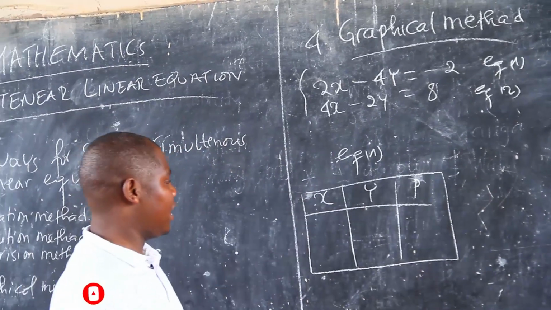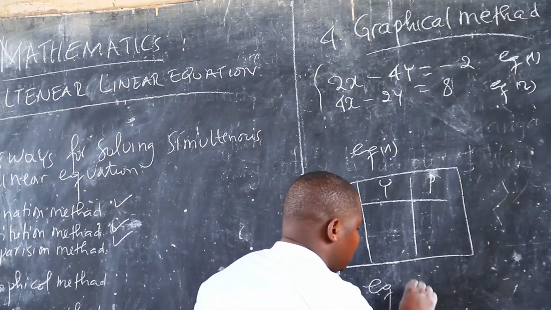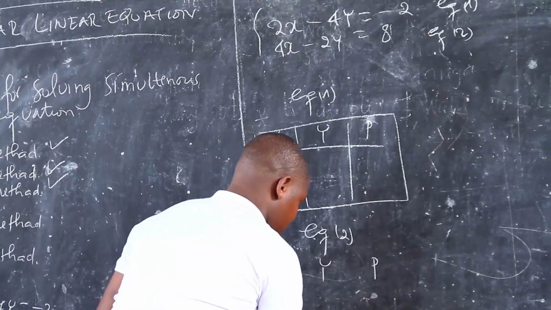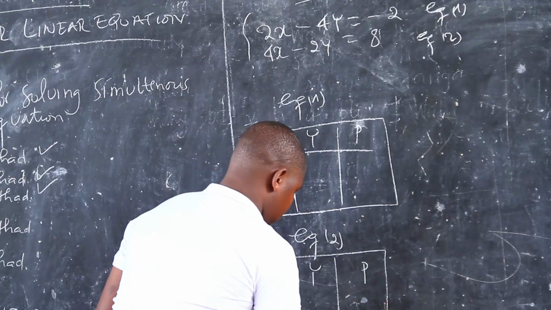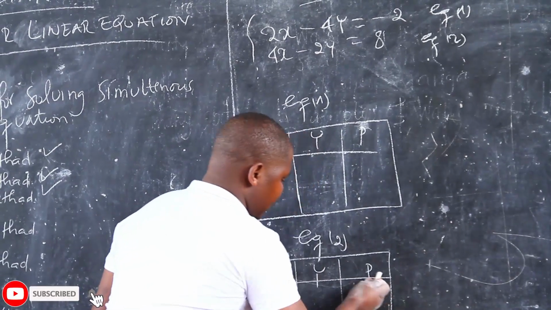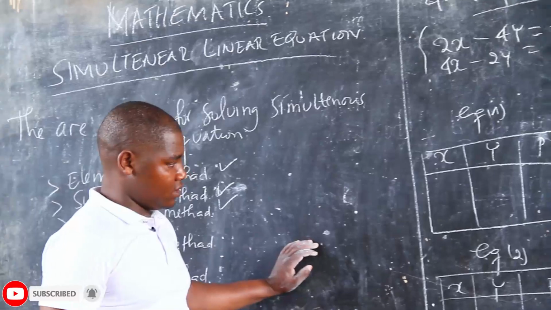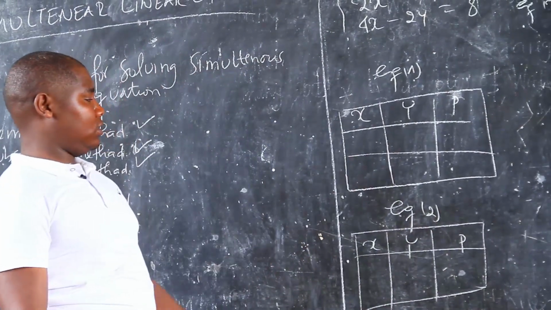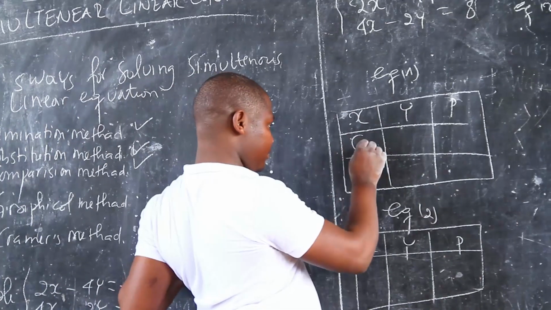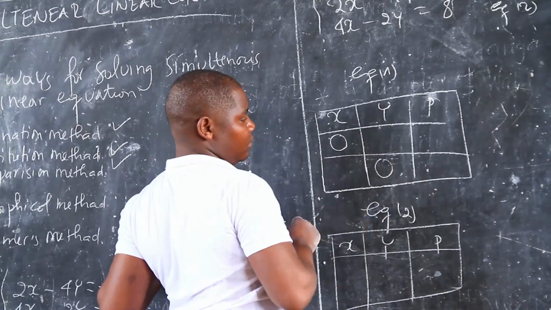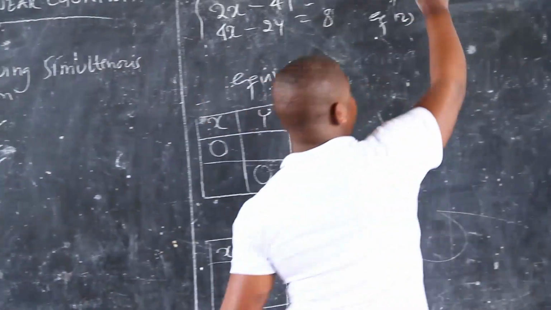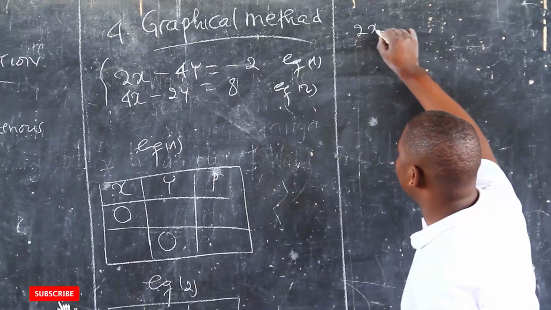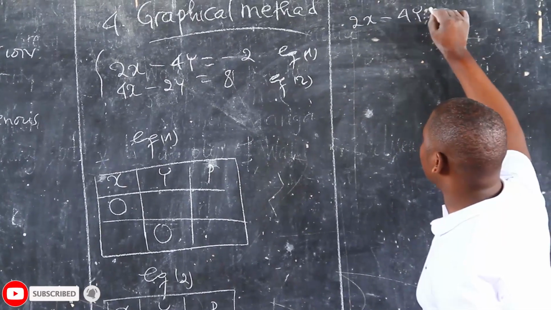Here, this is equation number 1. And equation number 2, we have x, y, and the points. Here, I need 2 coordinates or points. Let me take number 2. If I put here 0 and 0, so in the way, equation number 1 is 2x minus 4y equal to negative 2.